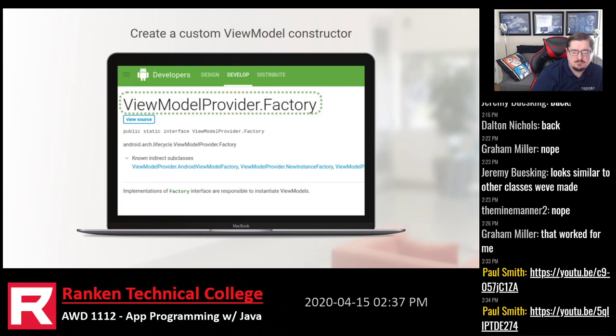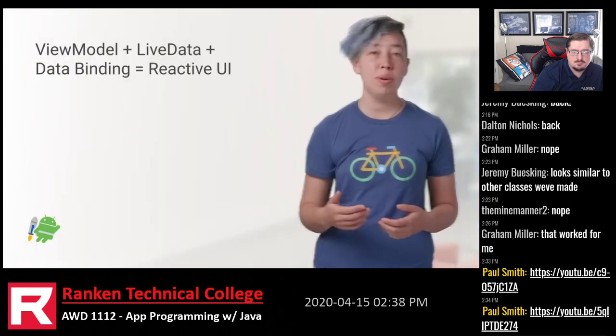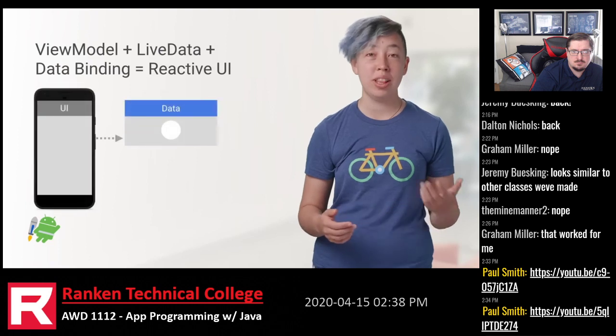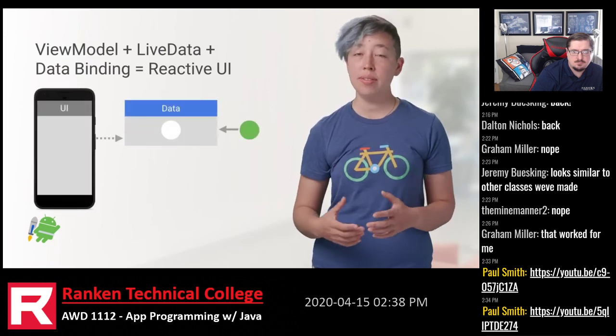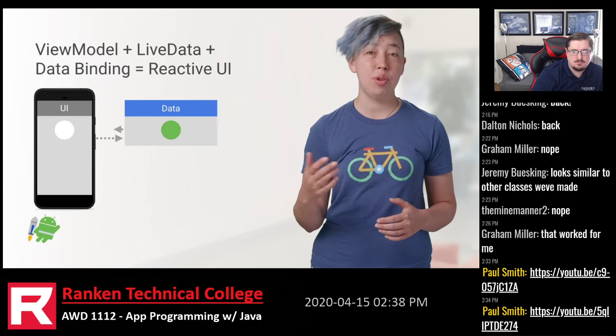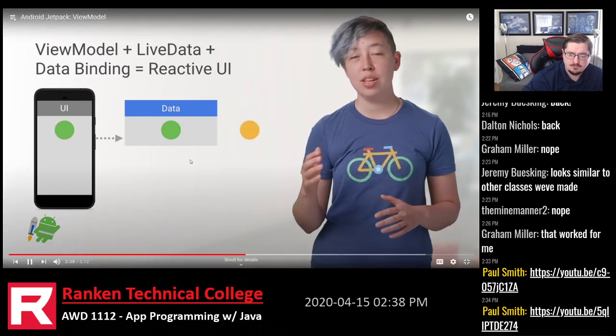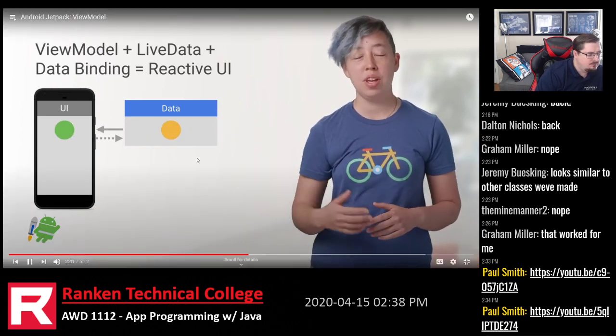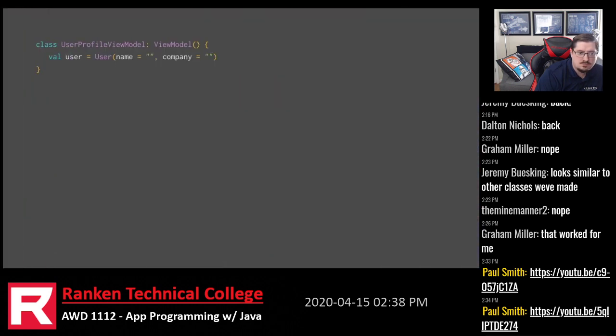Now this is the simplest use case of a view model, but the view model class is also designed to work well with live data and data binding. Using all of these together, you can create a reactive UI, which is just a fancy way of saying a UI that automatically updates whenever the underlying data changes. This assumes all of your data in your view model that you plan to show on screen is wrapped in live data. You then should set up data binding as normal.